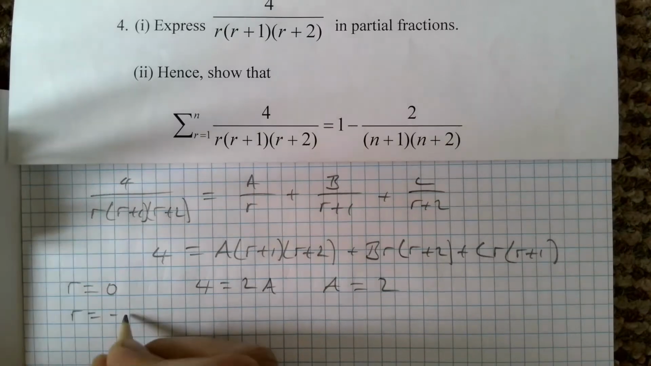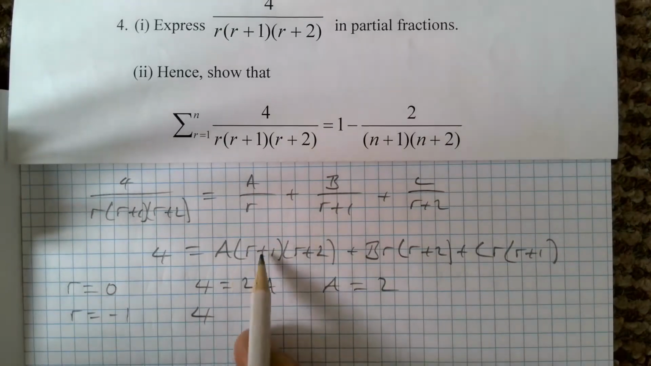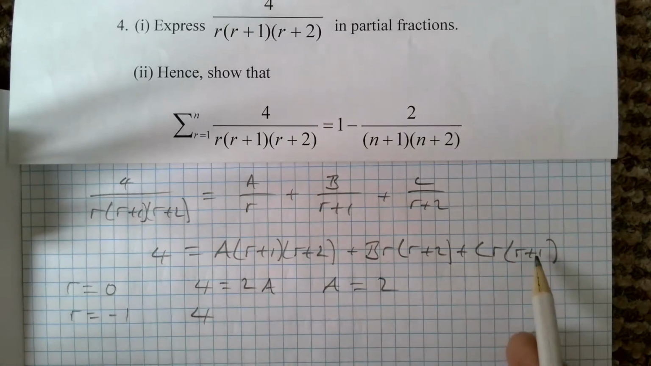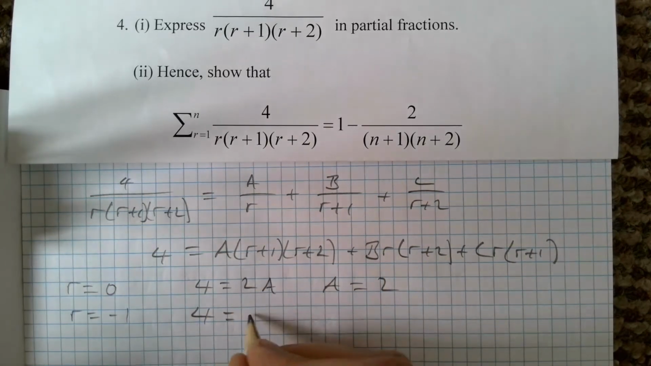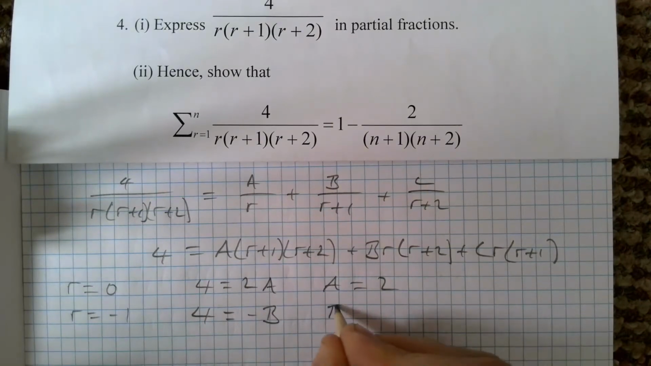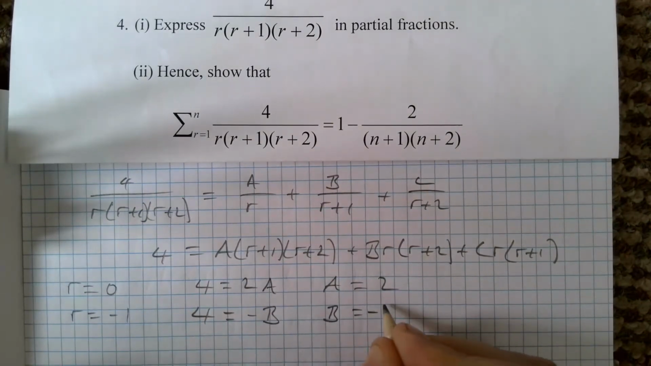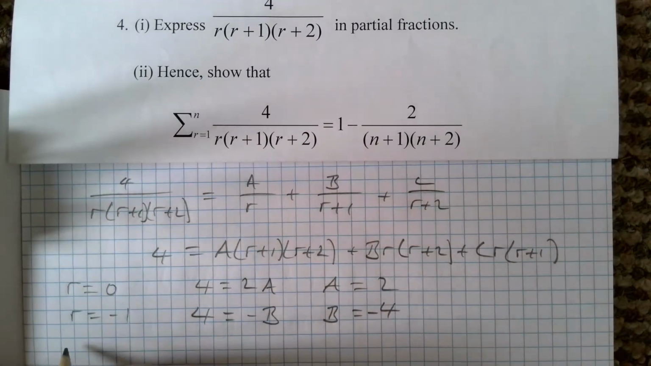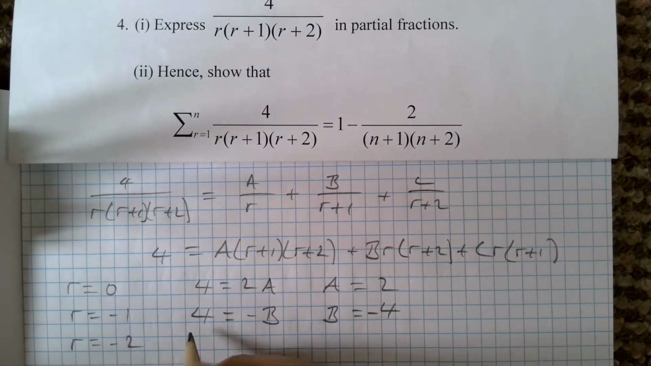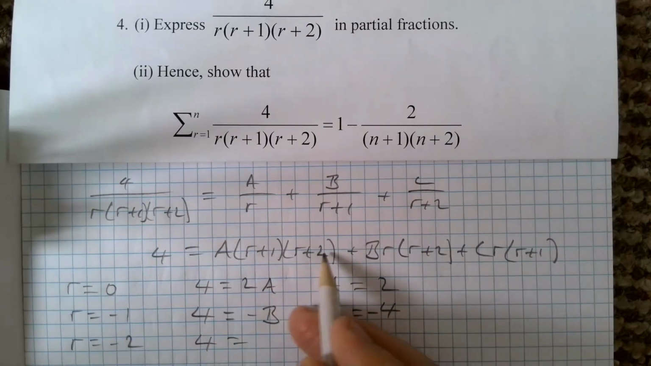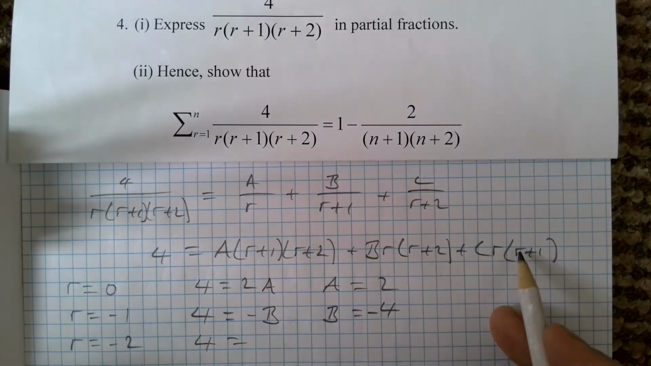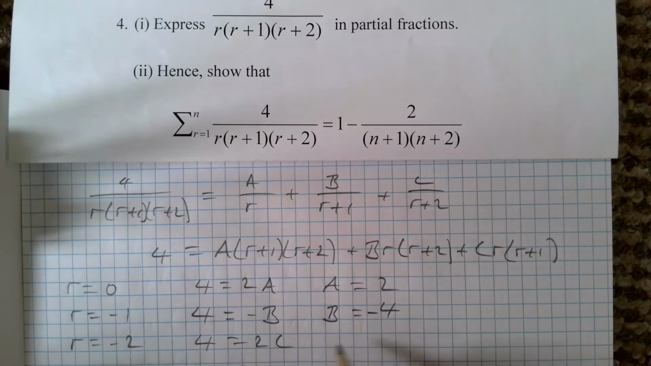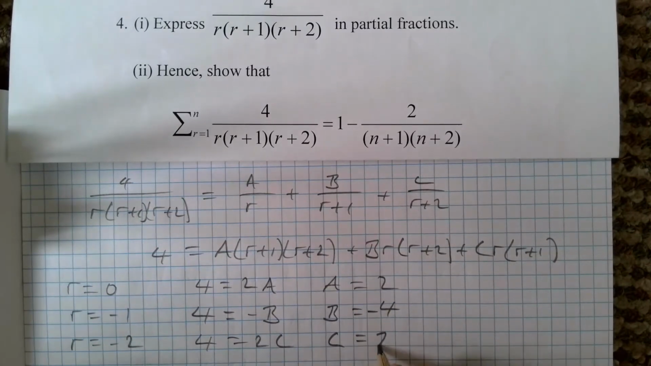If I let r equal minus 1, this whole term disappears. This whole term disappears. I end up then with this. Minus 1 times 1 gives me, I think, a minus b, doesn't it? So that b equals minus 4. And if I then let r equal minus 2, I get 4 equals minus 2. That whole thing disappears. That whole thing disappears. Minus 2 upon minus 1 gives me, I think, a 2c. And so I get c equals 2.